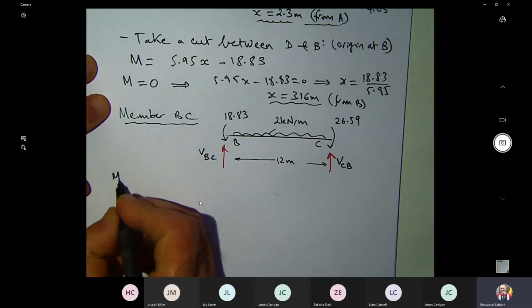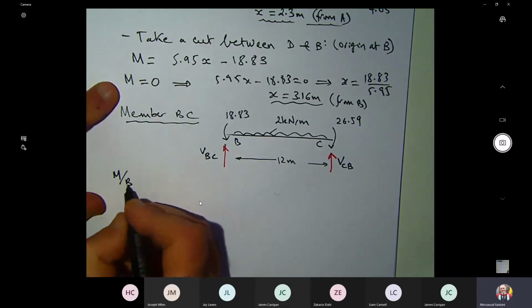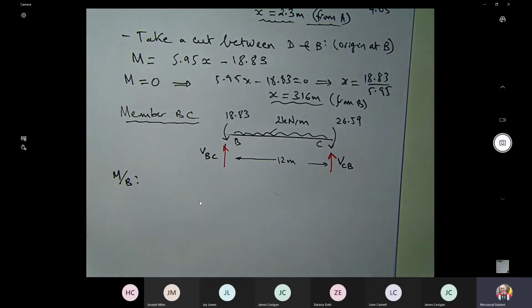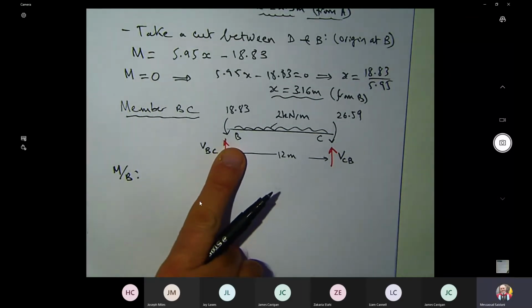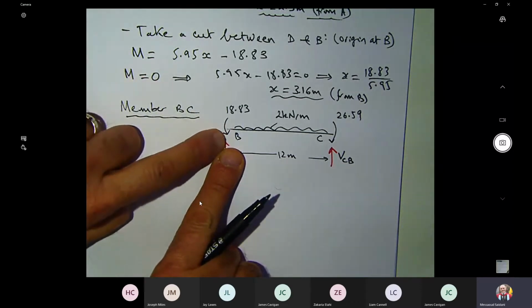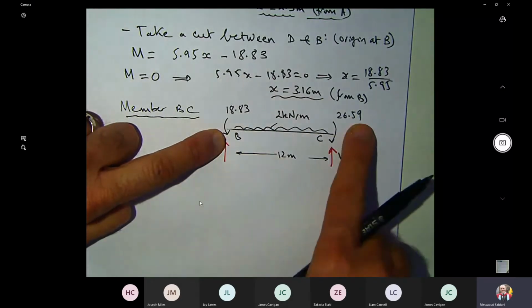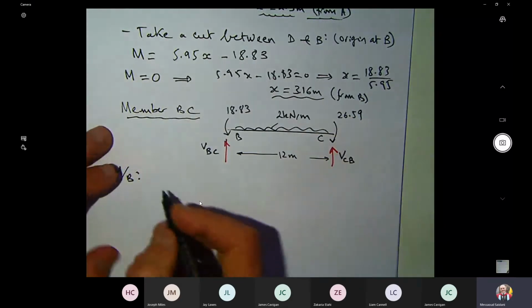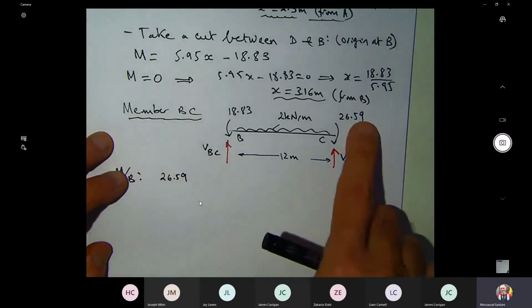So take moments about B, for example. Okay, let's start about B. So we're taking moments about B, okay? Focus here, concentrate on B now. So moments about B, clockwise we have the 26.59. Anything else clockwise about B?